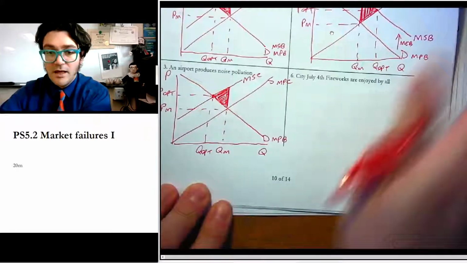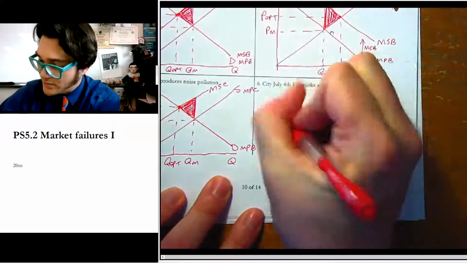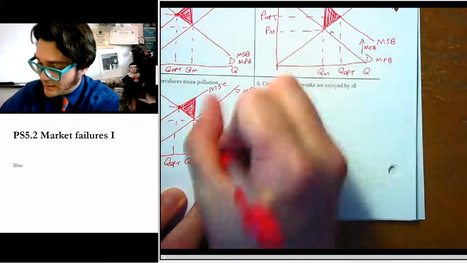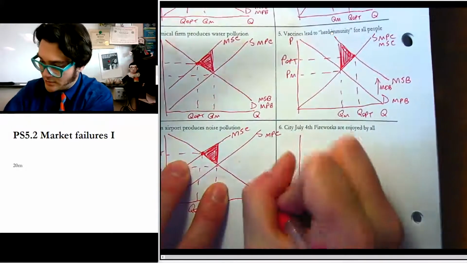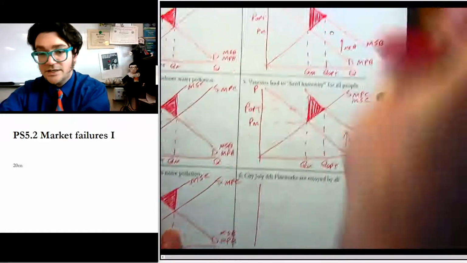Okay. And the last one, City 4th of July fireworks are enjoyed by everybody. I think I've left off some of these social ones, so let me go back actually. That's the social cost. This is the marginal social benefit. Yeah, I did. Did I leave it off? Nope, I did that one. Okay.